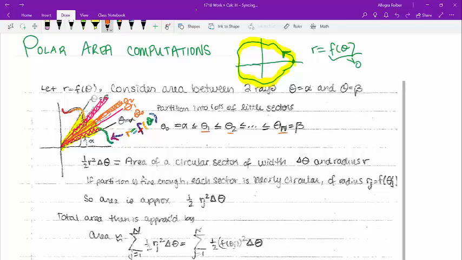Just as in the rectangular case, when we drew area like this, we said if we make that little rectangle measurement small enough, so if my slice is small enough, we're going to actually compute a little rectangle area.